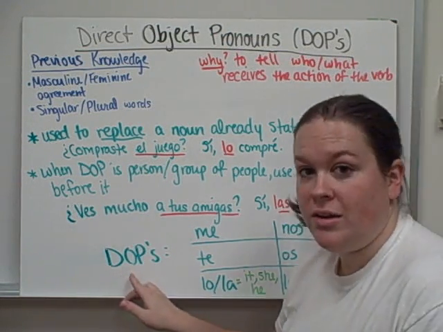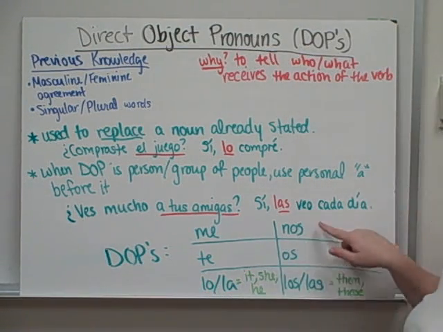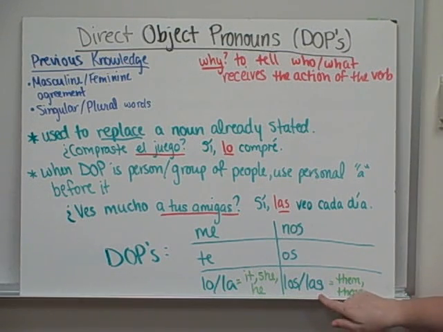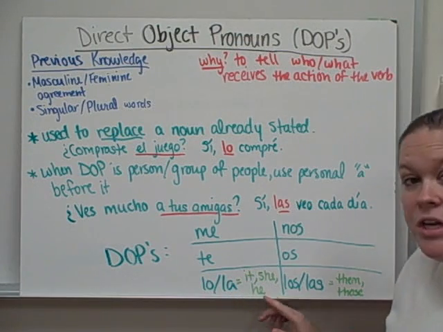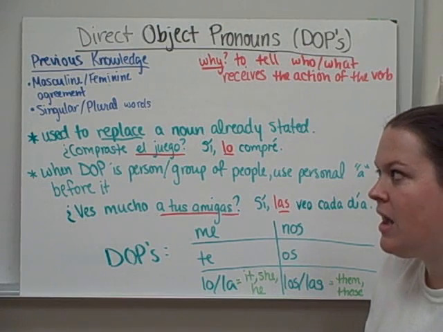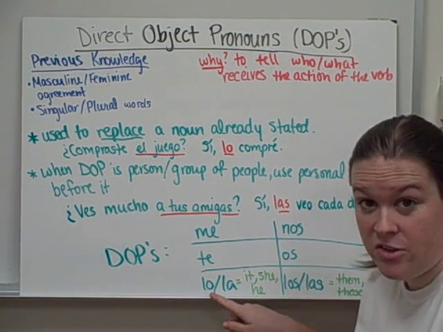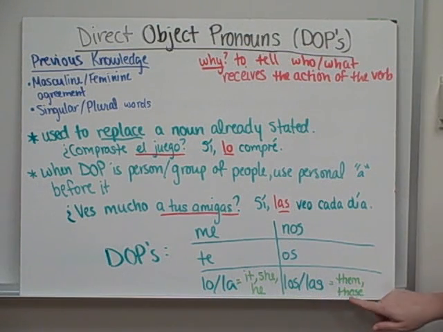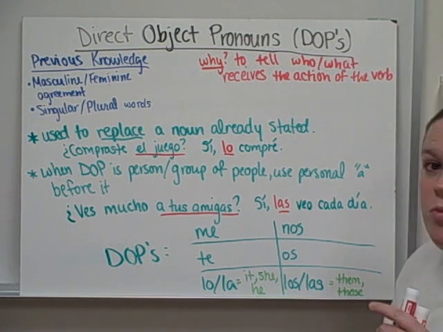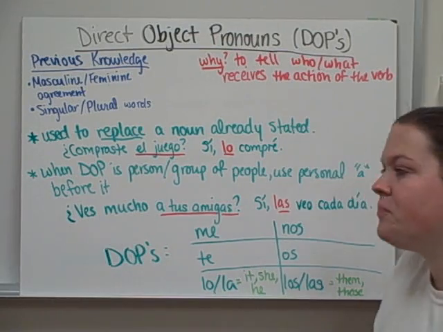The direct object pronouns are me, te, lo, la, nos, os, los, and las. And bear in mind that lo and la can be for he or she, but it can also be for it. For example, did you buy a bag of candy? Yes, I bought it, a bag. And the same thing. This can be them as in people, or it can be those. Did you buy the shoes? Los zapatos. Sí, los compré.